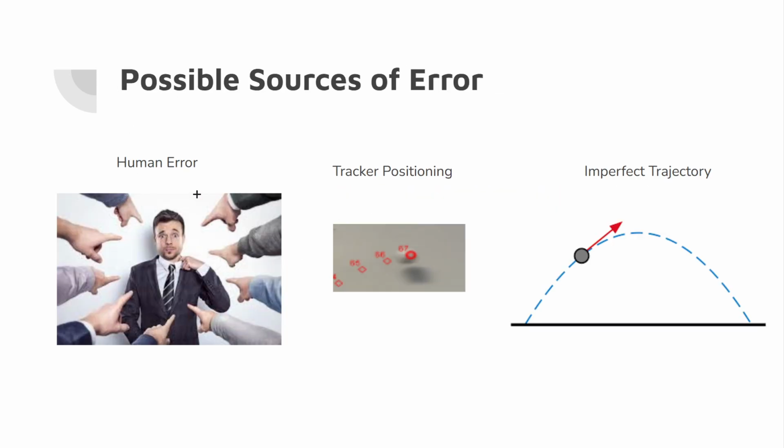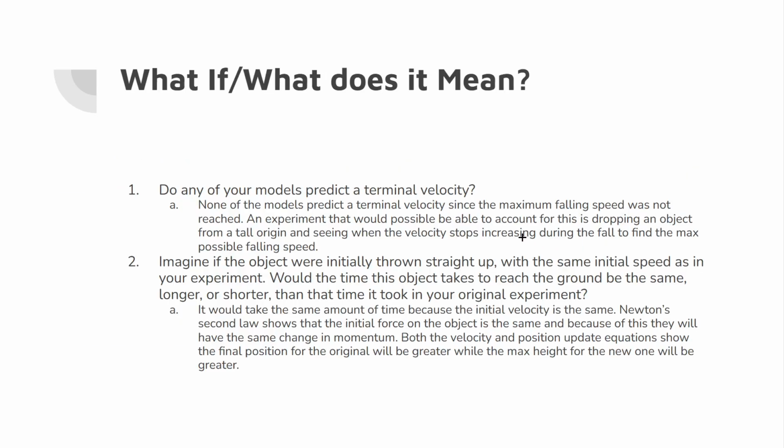Possible sources of error are human error and Tracker positioning. For example, human error because when you position the tracker, you could hit different points of the ball. There is also an imperfect trajectory because we don't take into account the z-axis.